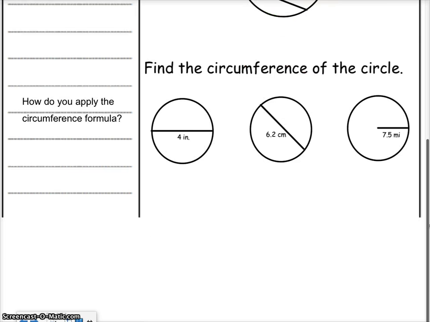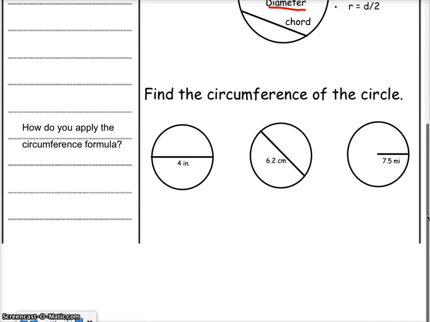That's our target today. You can apply the circumference formula or calculate. So here's the formula: 2 times pi times radius, or pi times diameter. And you just choose which one you're going to use. I want you to use 3.14 for pi. That's an estimated, rounded version of pi, 3.14.